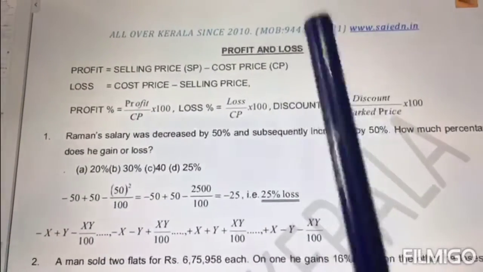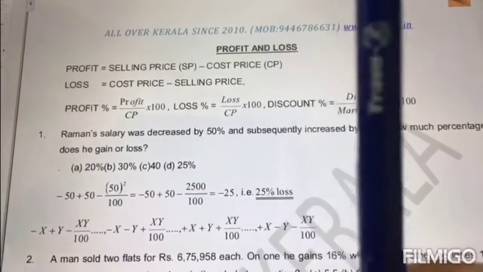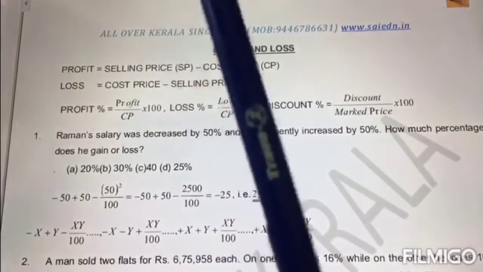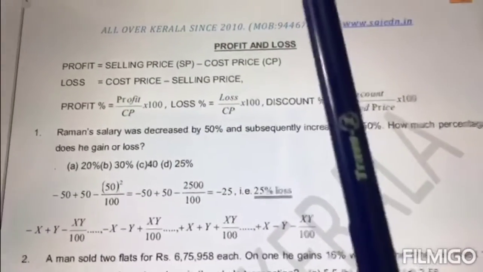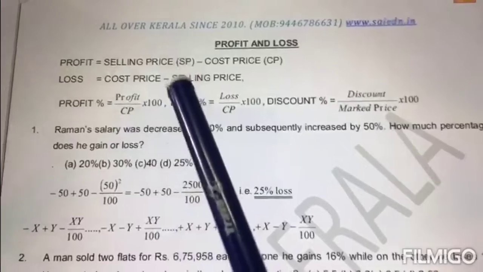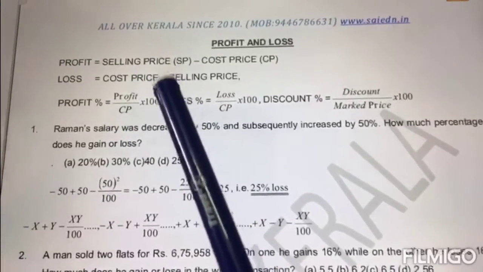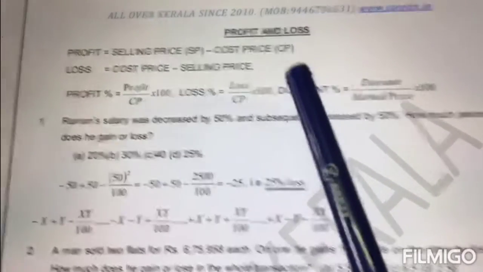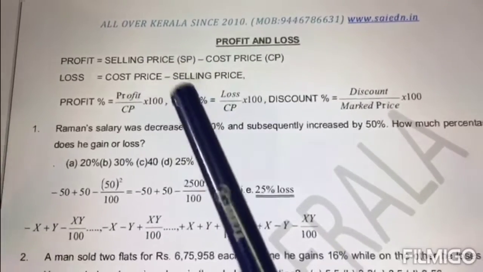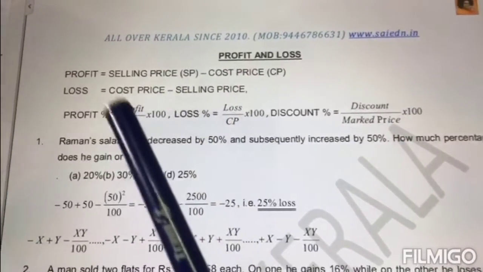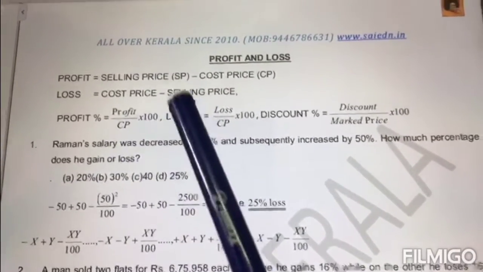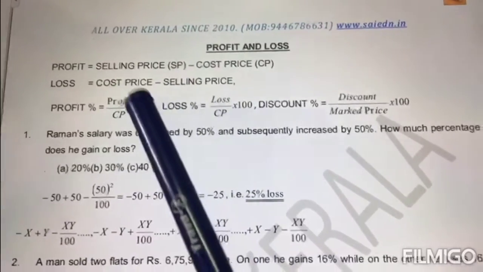Suppose the cost price is 100 for one apple, but I'm selling the apple for 120 rupees. Then I have made a profit of 20 rupees because my selling price 120 is higher than the cost price of 100. If I sold the apple at 90 rupees, then I have made a loss, right? Because my selling price 90 is less than the cost price of 100.